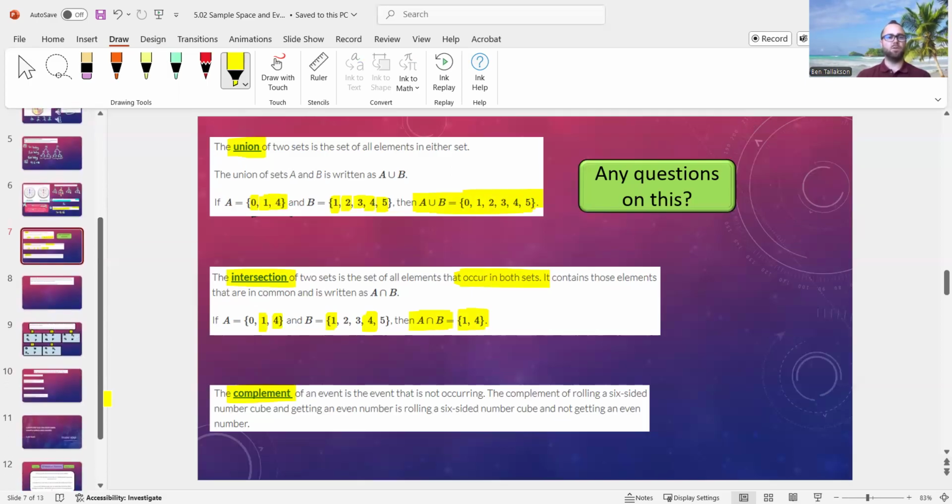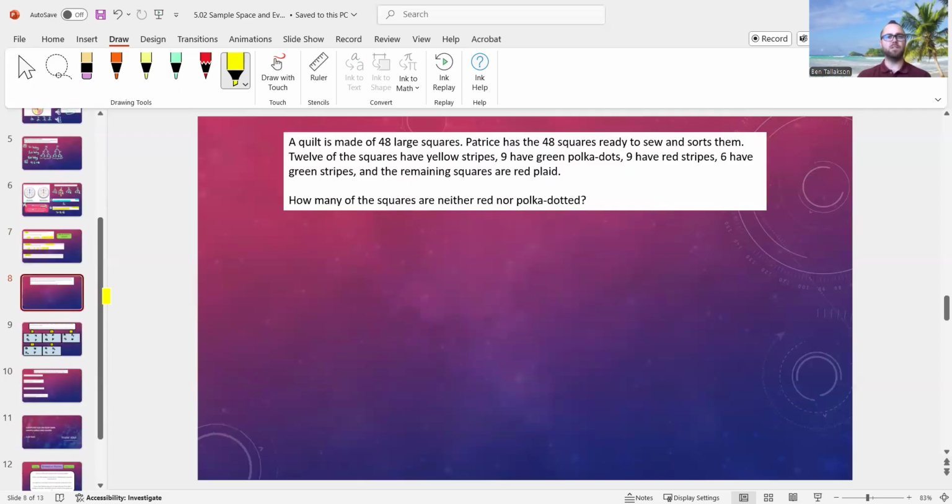Okay, that's enough about unions, intersection, and complements. Now it's time for a little word problem. A quilt is made of 48 large squares. Pretty good sized quilt, right? Patrice has the 48 squares ready to sew and sorts them.